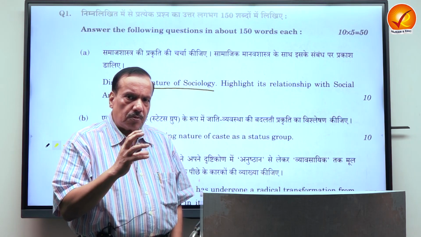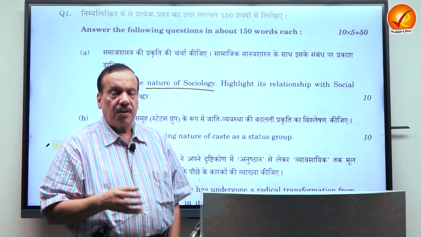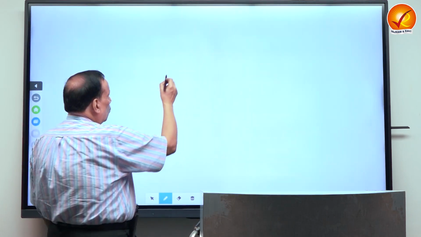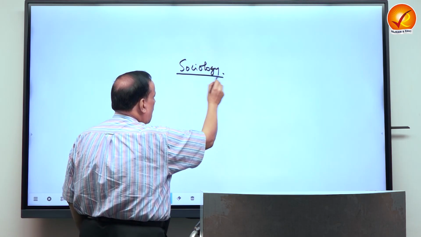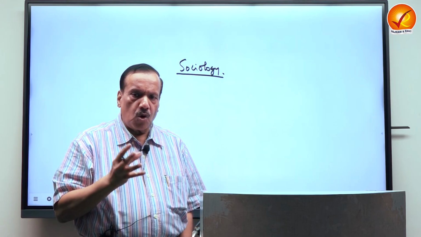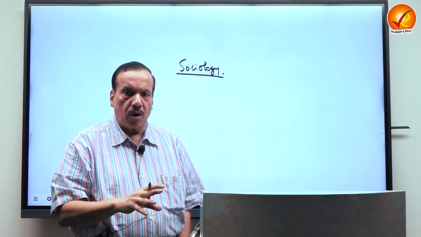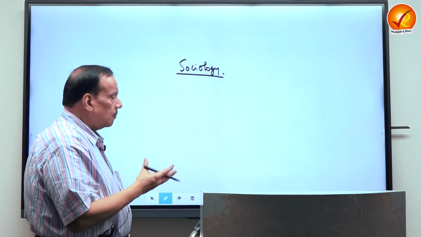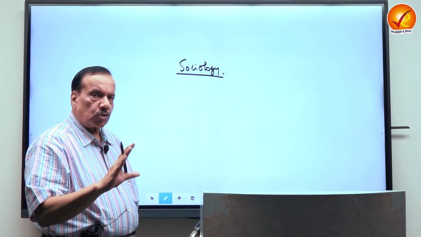If you look into the whole concept of nature, what is the nature of sociology? Nature of sociology means what kind of discipline sociology is. When you look at a discipline, the way you know a discipline is more or less similar to the way you know a person, the way you know a country. So, when I am talking about what kind of discipline sociology is, 3-4 things I have to keep in mind.